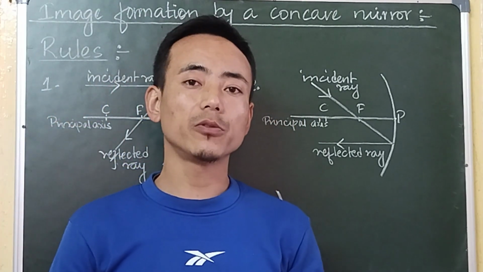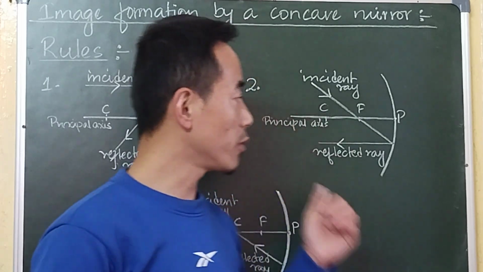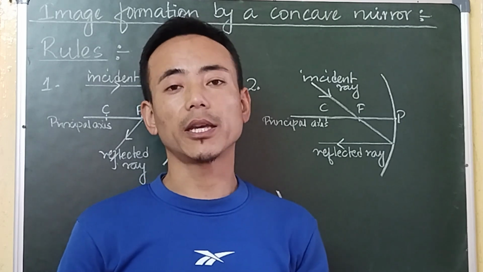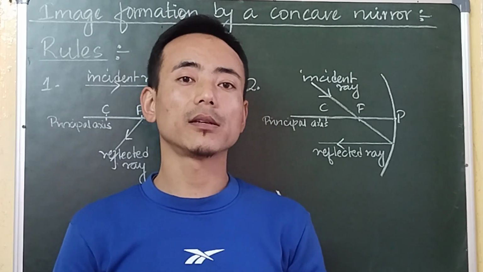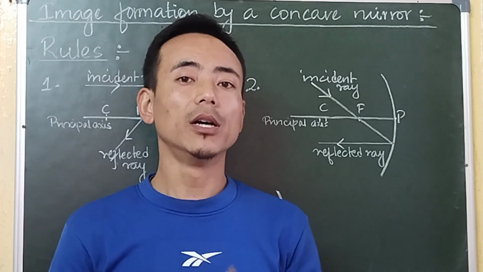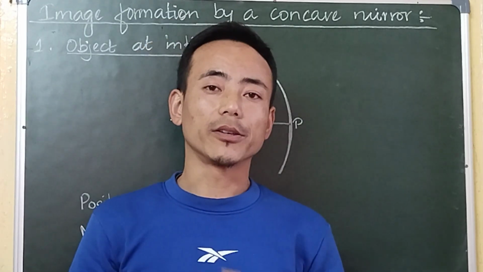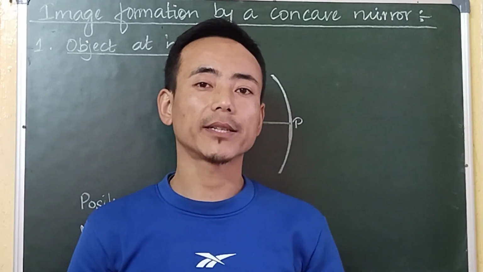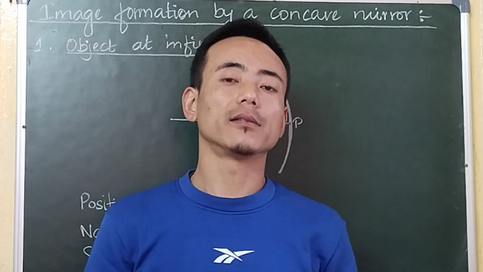So for image formation, we need at least 2 rays. Out of these 3, we can use any 2 to form the image by a concave mirror at different positions. So now let's discuss the image formation by a concave mirror for different positions of the object. The first case that we are doing is when we have an object at infinity. Infinity means a very large distance.